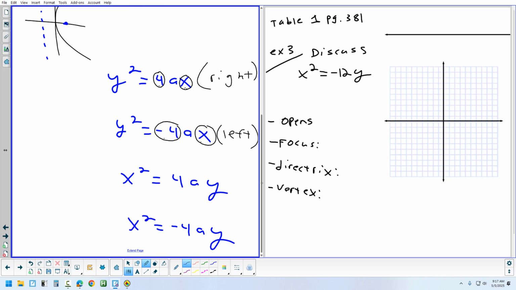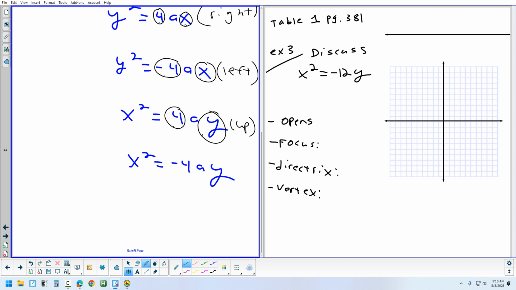Let's look at these 2. It's a y. That means it's going to open in the vertical direction. The 2 directions you can open vertically are up and down. Because that's a positive 4, which way do you think it opens? Yep. It opens up. This tells me it opens in the vertical direction because it's a y. But that's a -4. So that means it opens down.